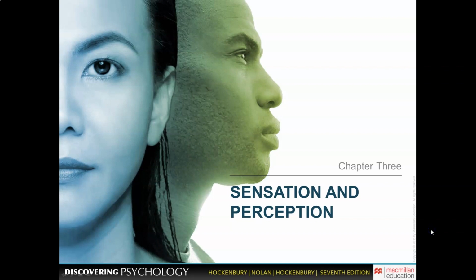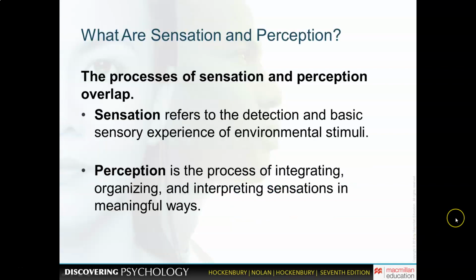So in this chapter, we're going to take a look at sensation and perception. First of all, we need to understand the difference between sensation and perception. Sensation refers to the detection and the very basic sensory experience of environmental stimuli. So basically, sensation means environmental stimuli.